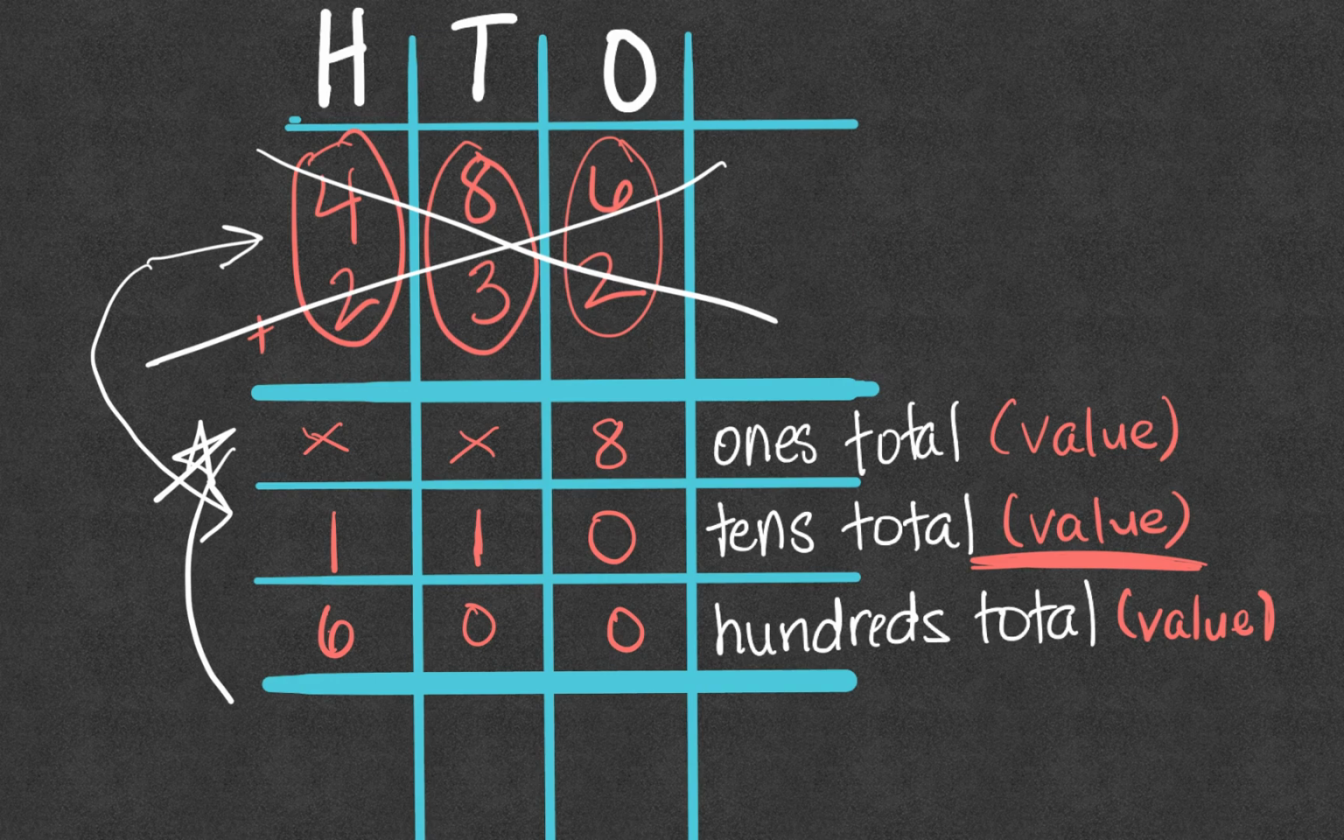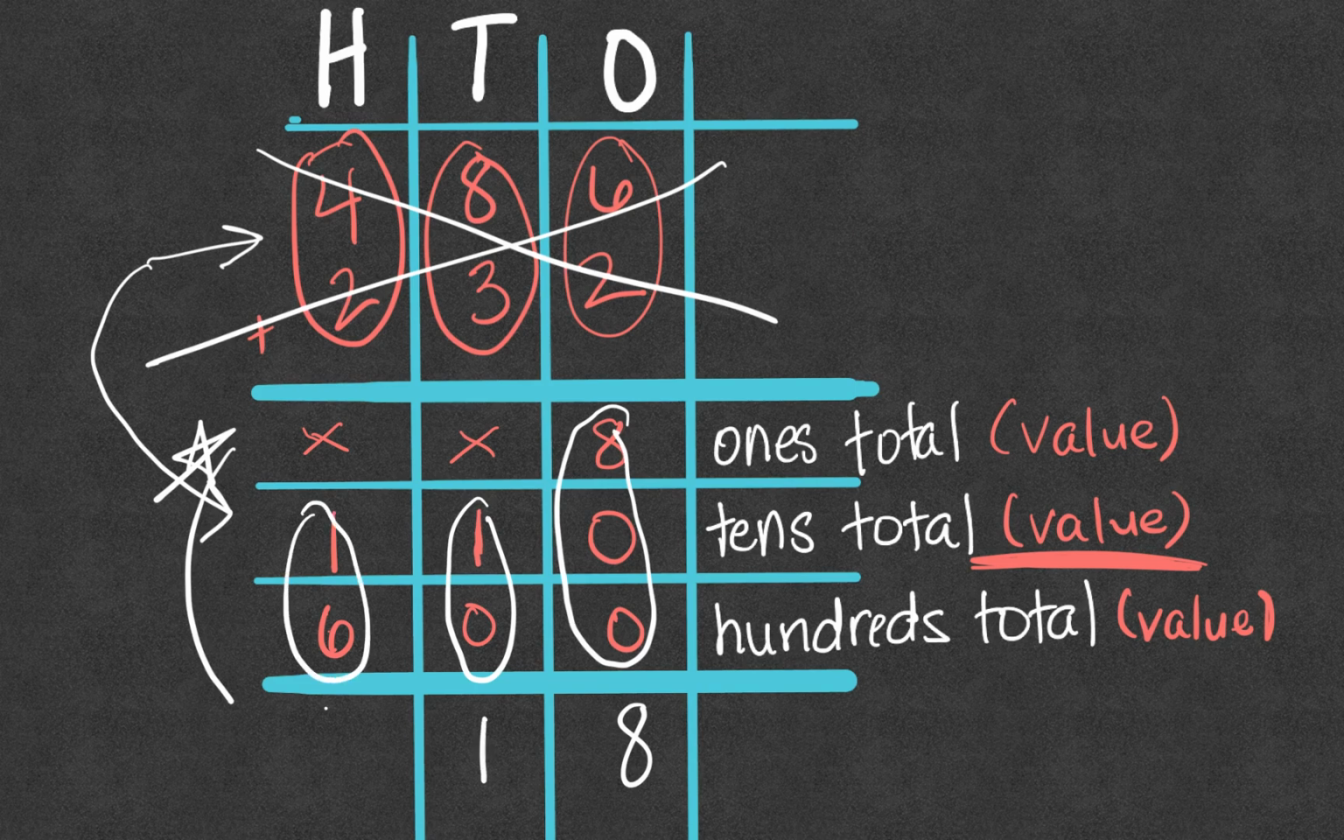So we go back to the ones and we add our ones. 8 plus 0 would be 8. Okay, then we have 1 plus 0 would be 1, and 1 plus 6, or 6 plus 1, would be 7. So our total is 718. And that is how you use a place value grid when regrouping tens that need to be regrouped. Hopefully that was helpful.